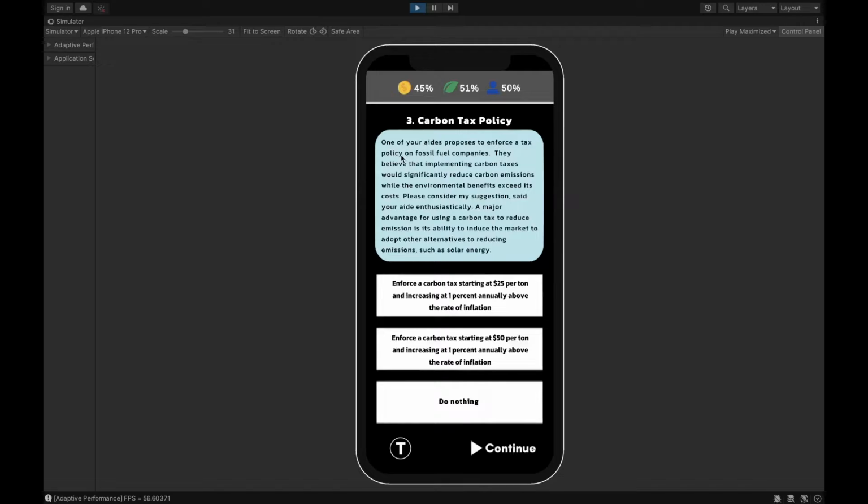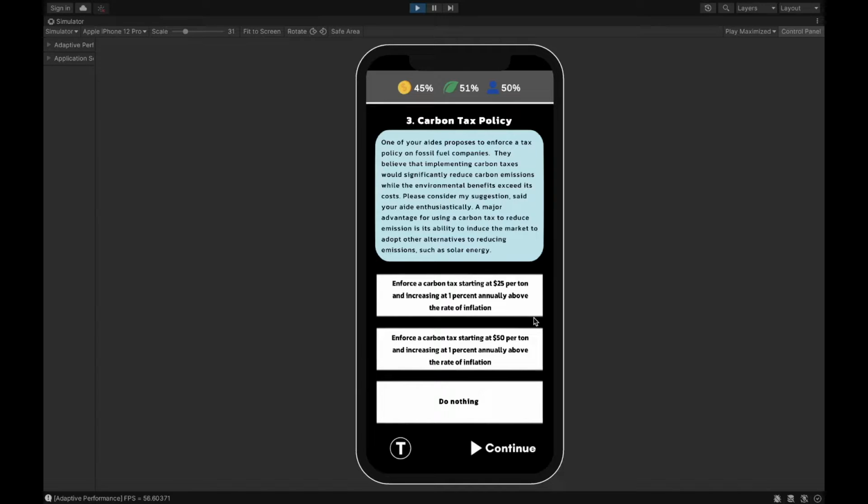For carbon tax policy, one of your aides proposes to enforce a tax policy on fossil fuel companies. They believe that implementing carbon taxes would significantly reduce carbon emissions while the environmental benefits exceed its costs. Please consider my suggestion, said your aide enthusiastically. A major advantage for using a carbon tax to reduce emissions is its ability to induce the market to adopt other alternatives to reducing emissions, such as solar energy. So what can we do here?